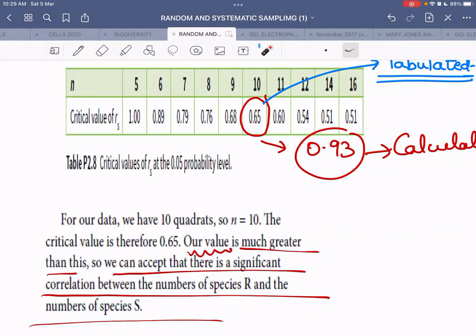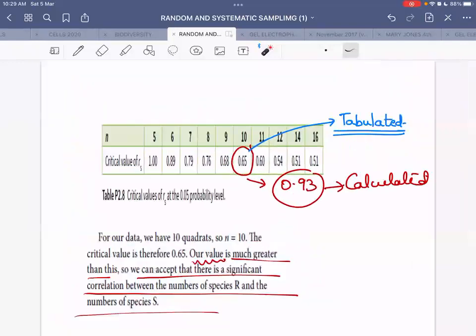So this gives us a conclusion that there is a significant correlation between the numbers of species R and the numbers of species S. ये बात clearly समझ में आ रही है मरियम? जी मिस. ठीक है. अच्छा, एक और नई चीज है जो मैं इसमें करवाऊंगी, and that is the null hypothesis.